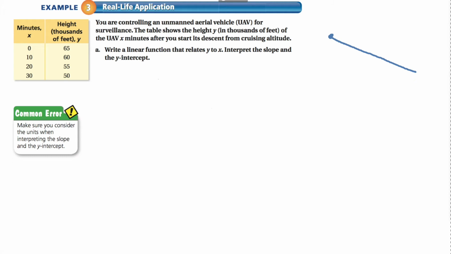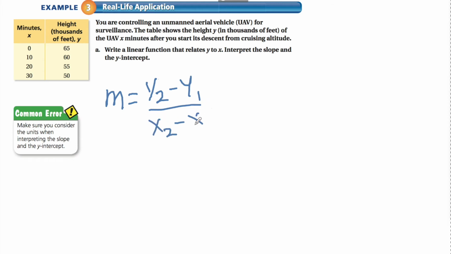So let's start it off. There's 3 parts to this problem. Part A says to write a linear function that relates y to x. Interpret the slope and the y-intercept. So the first thing we have to do is find our slope, just like we did in the last problems. So we use our data table over here, and we plug it into our equation for slope: y2 minus y1 all over x2 minus x1.